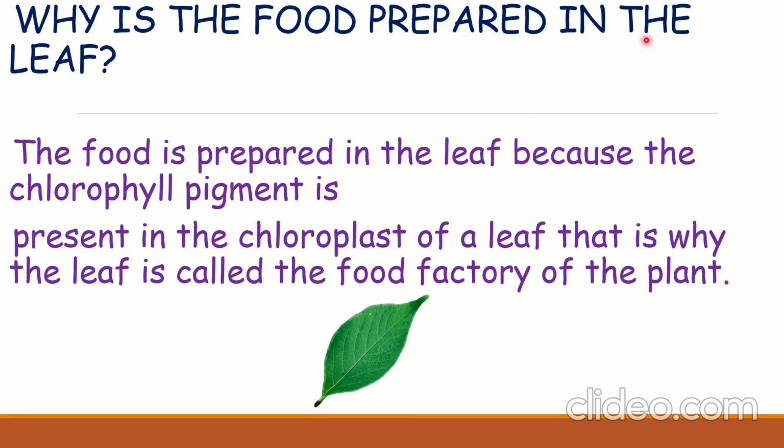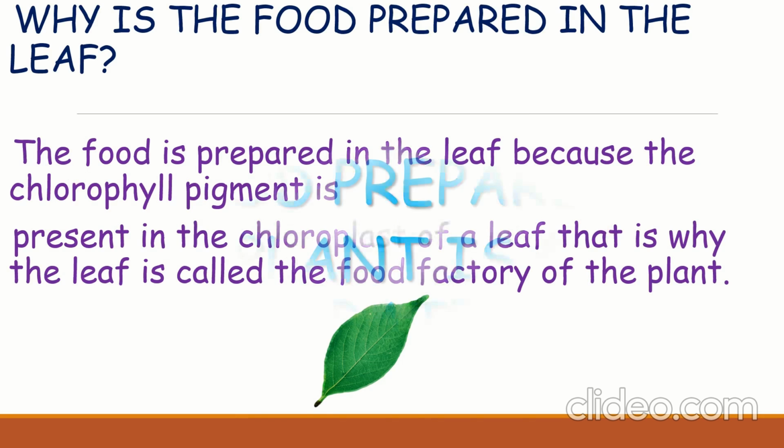So why is the food prepared in the leaf? Because of the chlorophyll, which is present in the chloroplast. The chloroplast is a plastid in a plant cell. As we have seen in our first video, plastids are of two types, leucoplasts and chloroplasts. The chloroplast has chlorophyll, and that is really important for photosynthesis. That chloroplast is present in the leaf, and that is the reason the leaf prepares food. It has a special name: it is called the food factory of the plant.